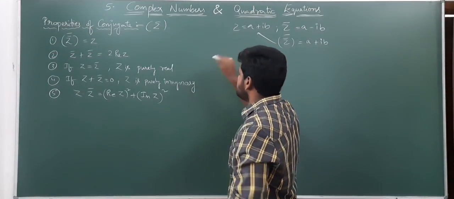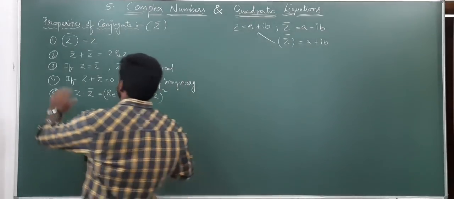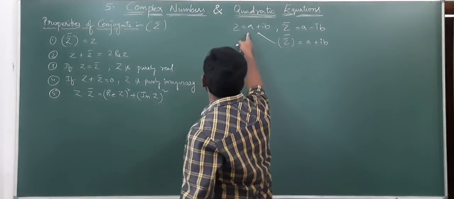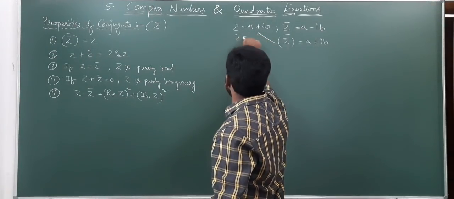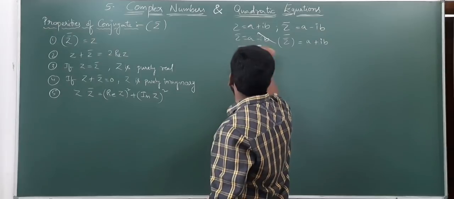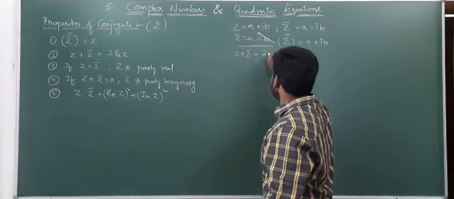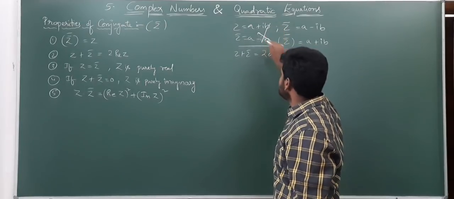For example, if we add z plus z bar, so this is z, right? Z is equal to a plus ib. Z bar is a minus ib. If we add both, z plus z bar, what we will get? A plus a, 2a, plus ib minus ib cancel.